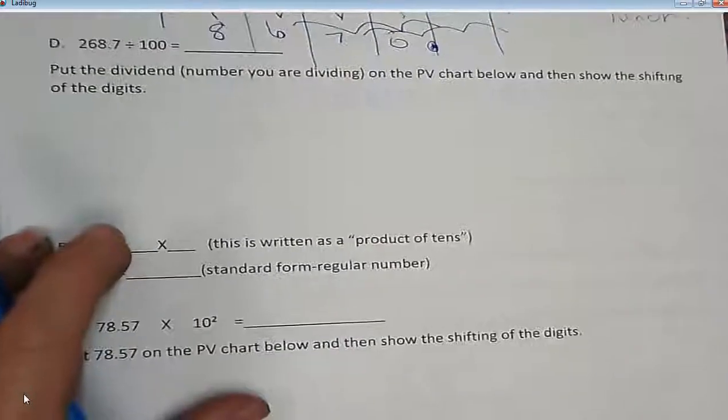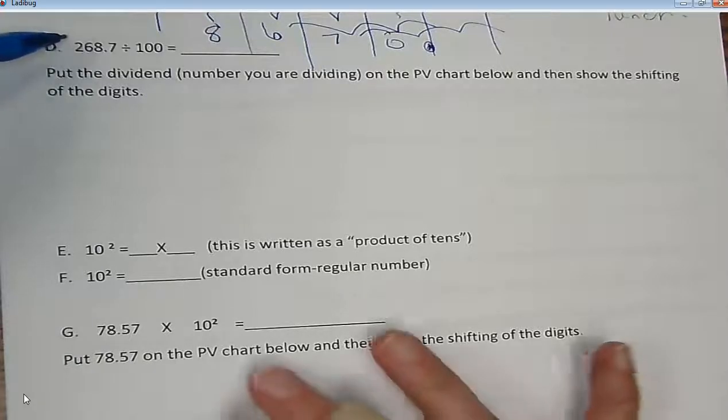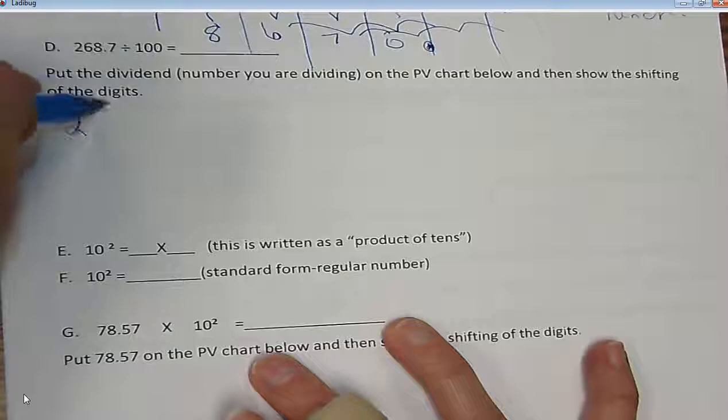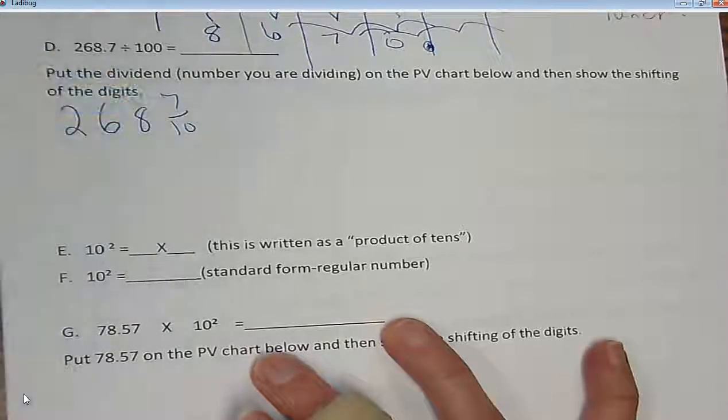So let's just read this number out loud. 268 and 7/10. That means that you have 268 ones, or wholes. So it's like you have 268 trays of brownies, and then you have one more tray of brownie that only has 7/10 of the tray. Like 7 out of 10. So let's write this number as a fraction too to think about it. 268 and 7/10.